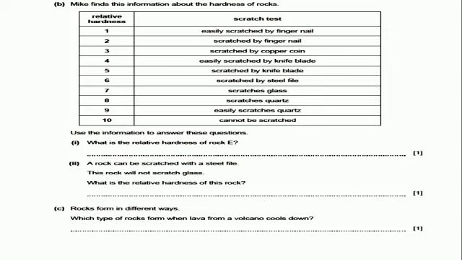Question C. Rocks form in different ways. Which type of rocks form when lava from a volcano cools down? It will be igneous rock.